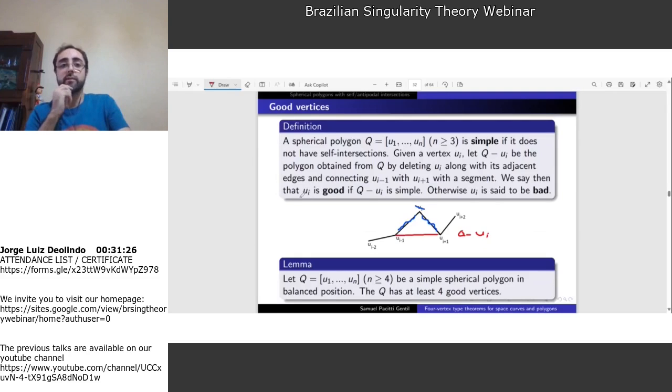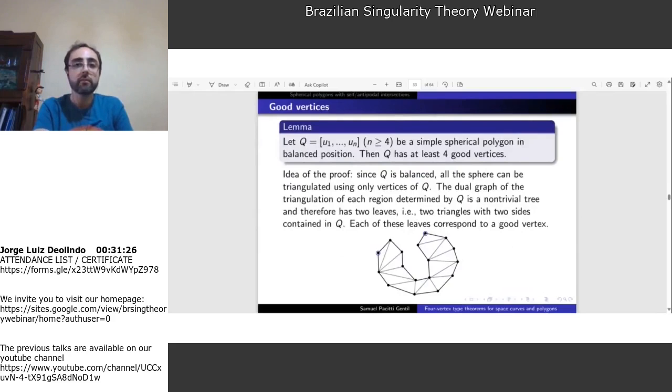We say that this vertex is good if this new polygon is simple. In other words, if this polygon here does not have self-intersections. Otherwise, we say that this vertex is bad. And an important lemma states that a polygon, which is simple and also in balanced position, must have at least 4 good vertices.